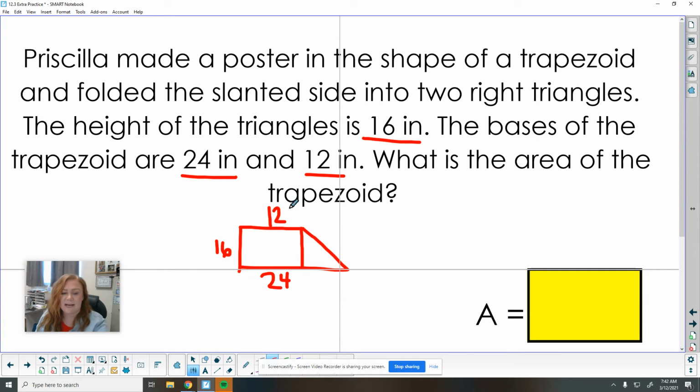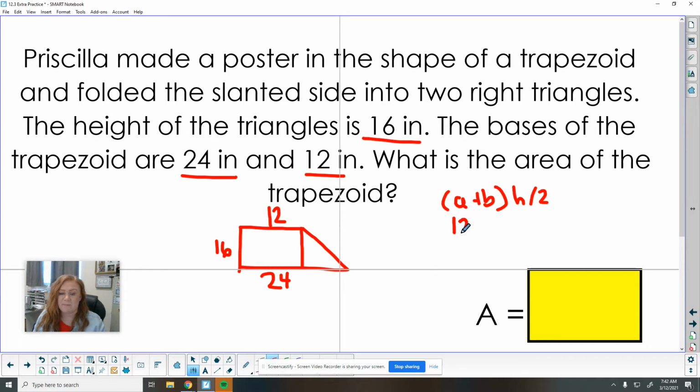What is our area? So drawing this out just to visualize what it looks like, wherever all the dimensions are, can be very helpful. So our formula, we want to add our bases, a plus b, times the height, and then divide by 2. So plug everything in. Go ahead and do that.